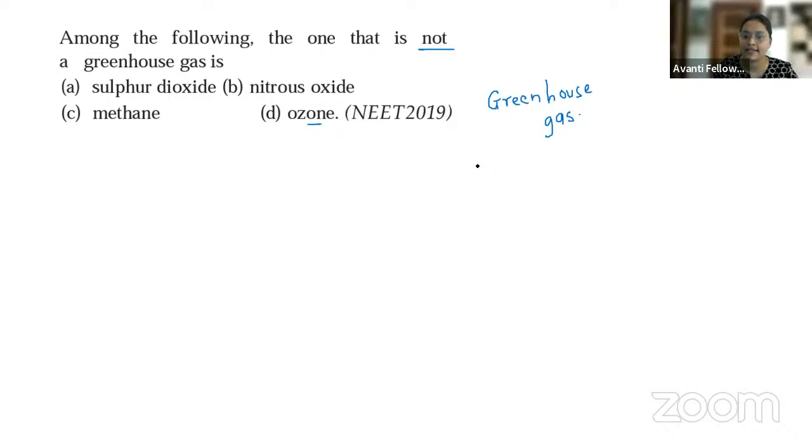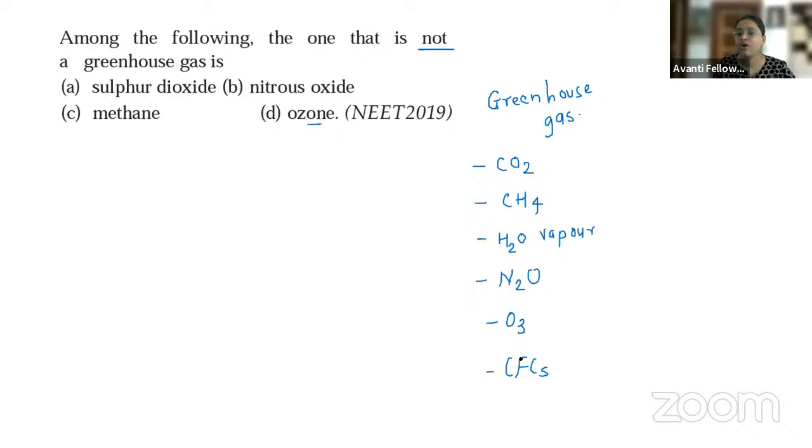So greenhouse gases are CO2. Okay, then methane, that is CH4, then H2O, that is H2O vapors. Next are the N2O, that is nitrous oxide. Next is ozone. Okay, and next is CFCs, that is freon 11 and freon 12. So all these are the greenhouse gases.